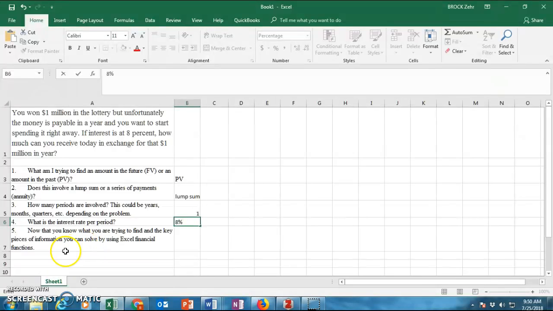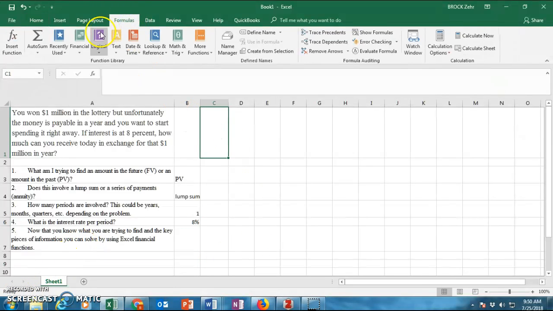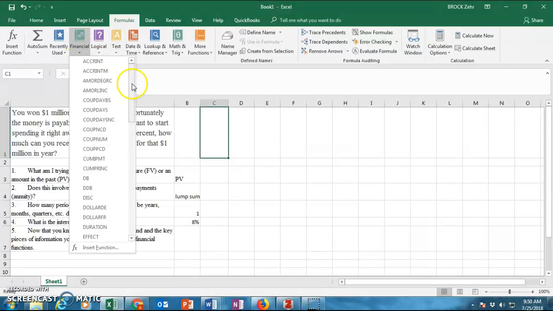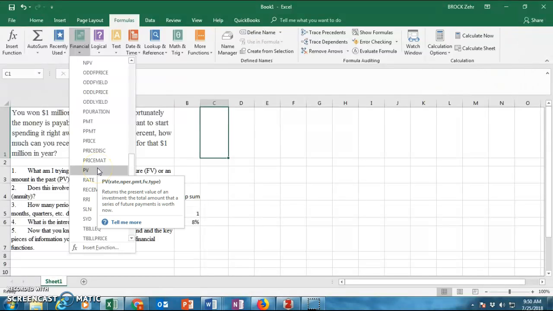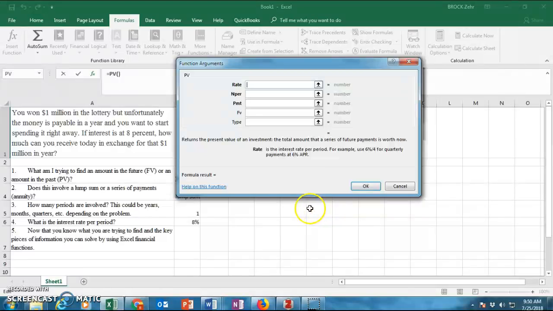Now we have all the information. Let's go to Excel. And again, we'll go up to formulas, financial. This time we've got present value. We're solving for present value rather than future value. So we will click on PV, and it brings up our little function box.